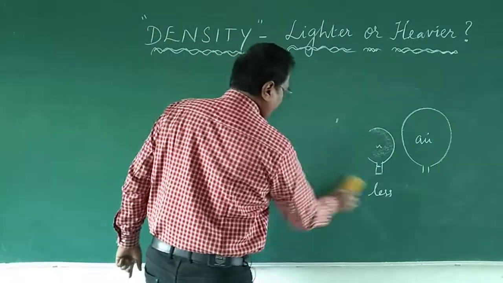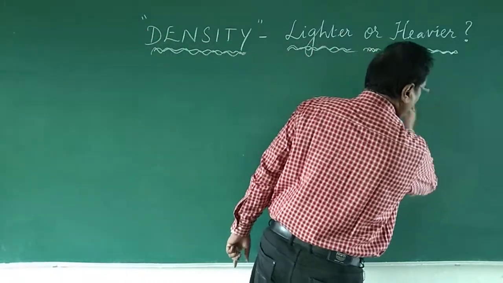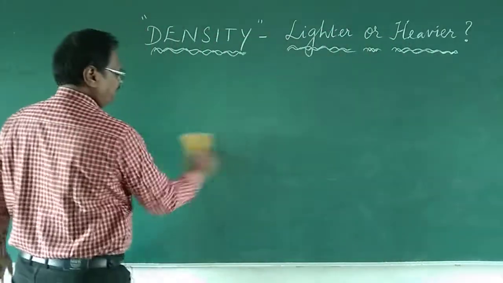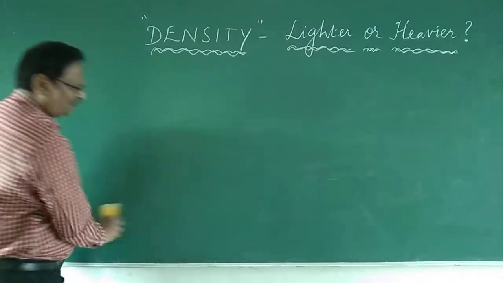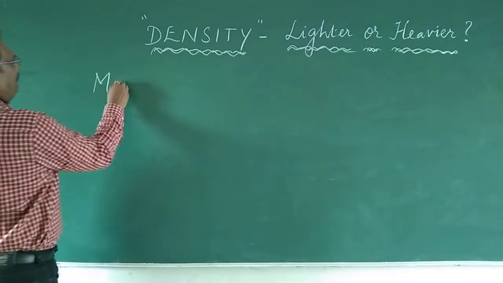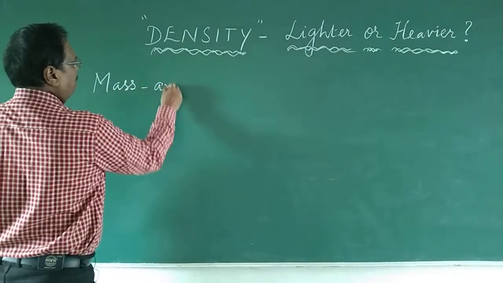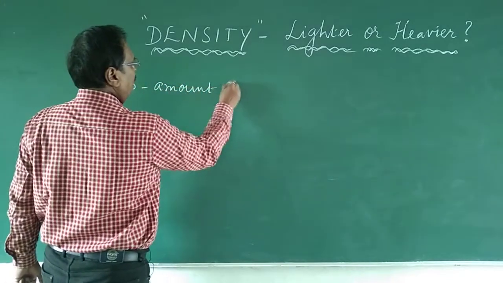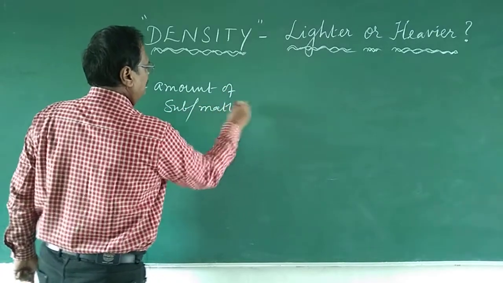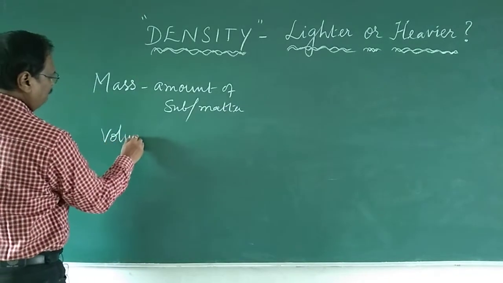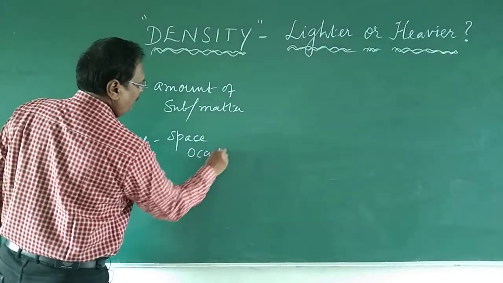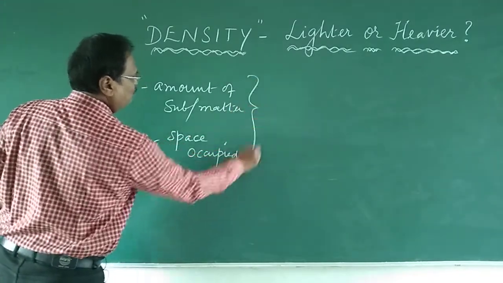Volume is space occupied by a body. So we know two things now clearly. One is mass. Mass is the amount of substance or matter contained in a body. And we know that volume is space occupied by a body. We know these two.